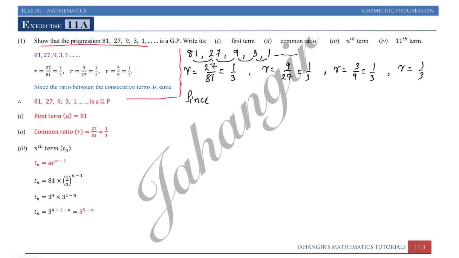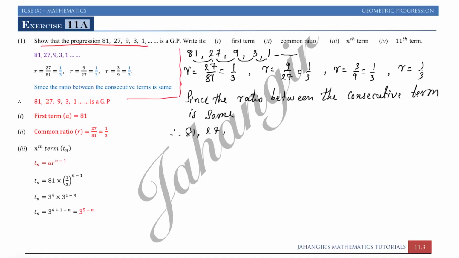So we will write, since the ratio between the consecutive terms is the same, we can say 81, 27, 9, 3, 1 is a GP. Now we have to find the first term. So we can write the first term is A, which is this one, 81.